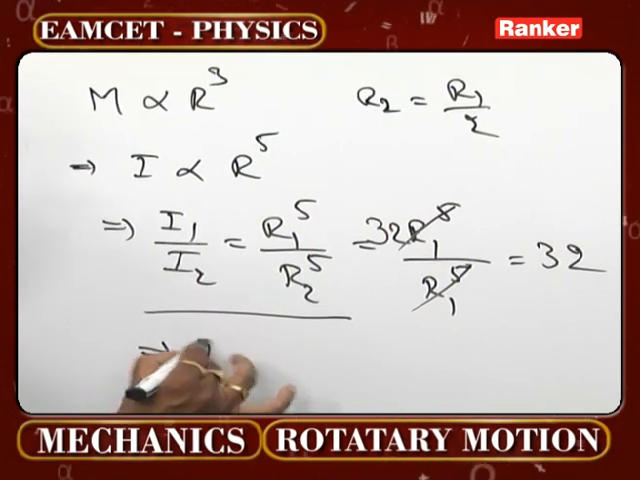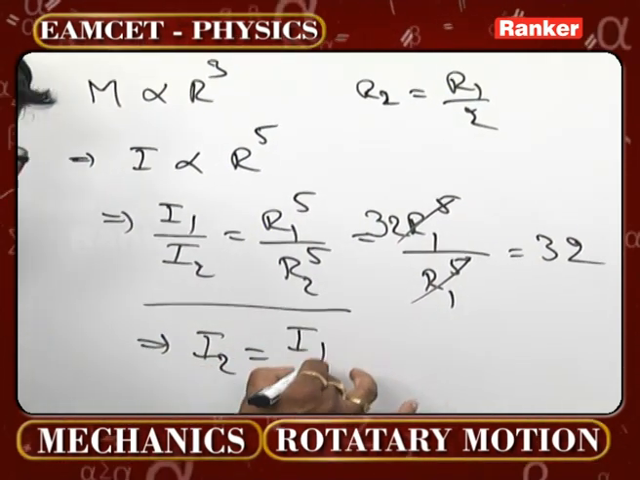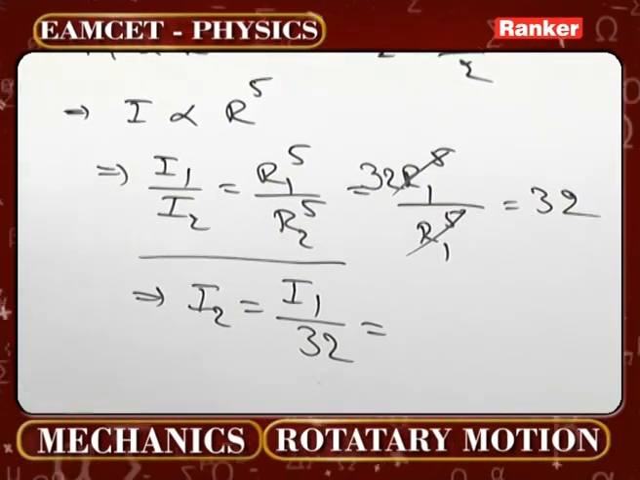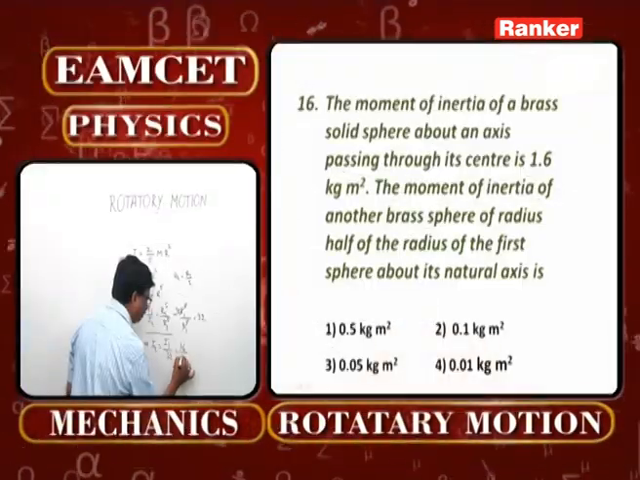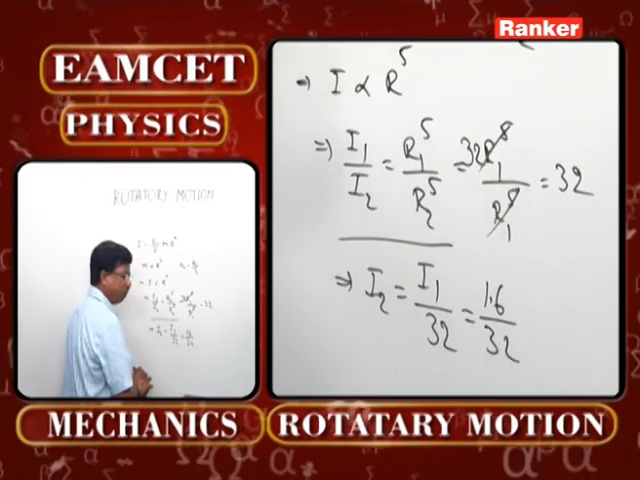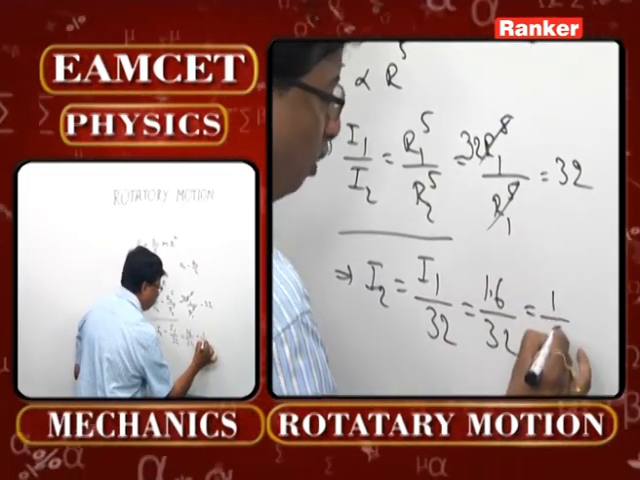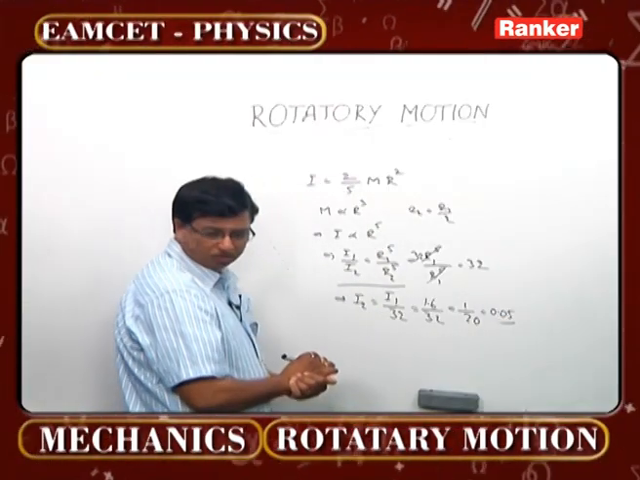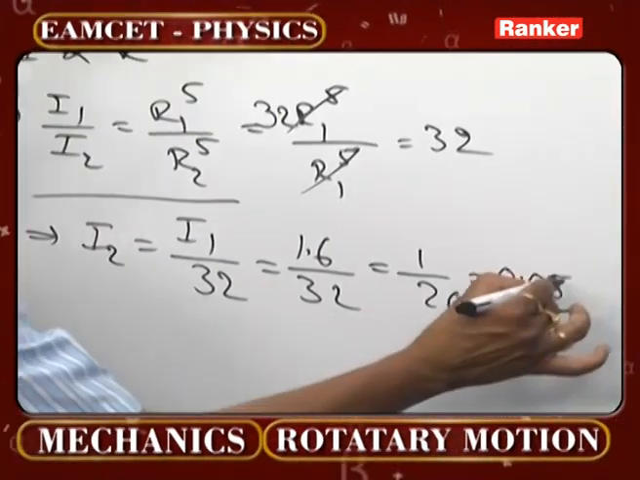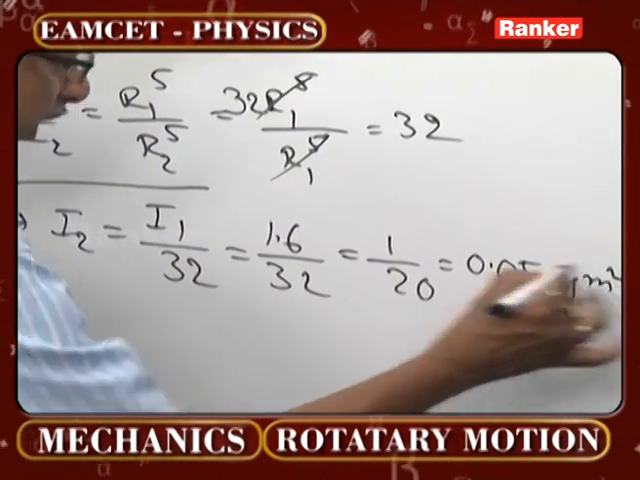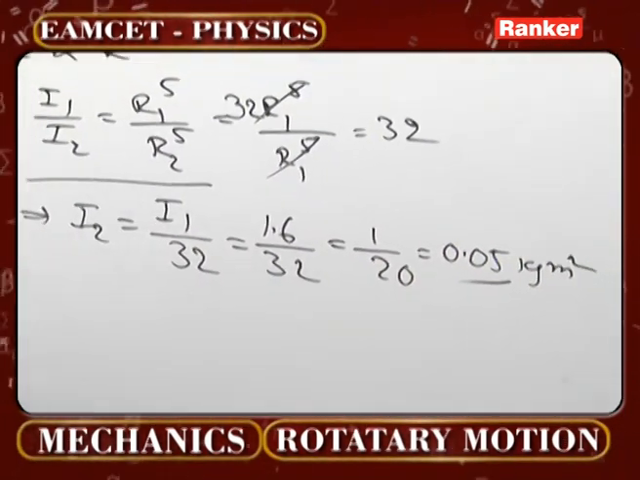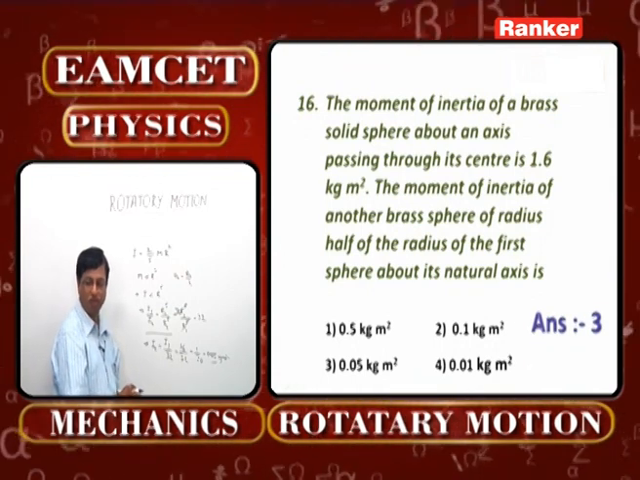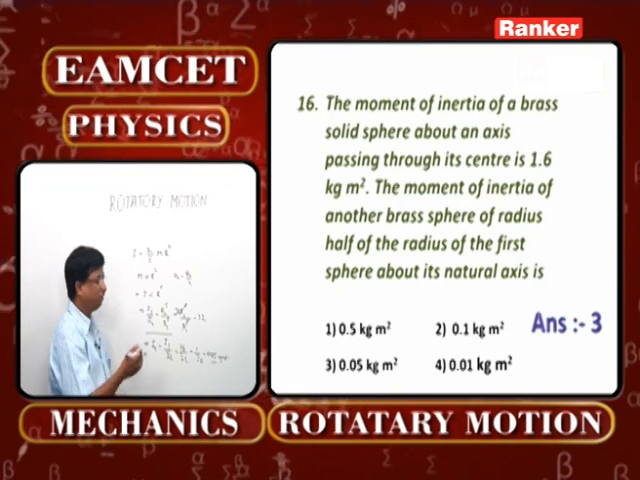What is I2, the question now? It is I1 by 32. What is the I1 value he has given you? You see there, 1.6 divided by 32. You directly can write that as 1 by 20, which is 0.05. You look at those options once again. 0.05 kg meter square means, again it is the third option that is being tallied there. That is the corresponding answer you people have to remember. Right? So this is the 16th question.